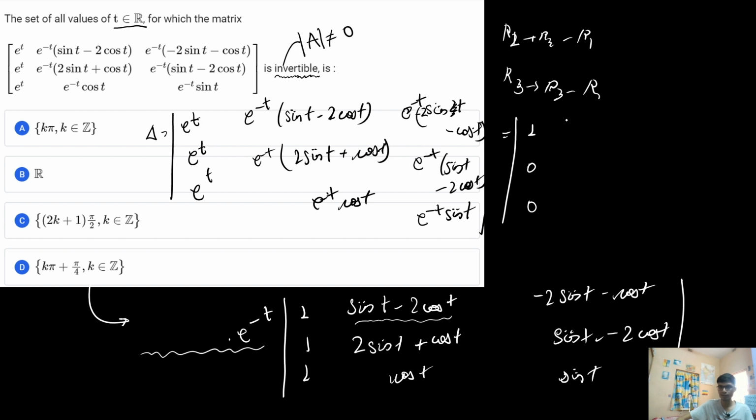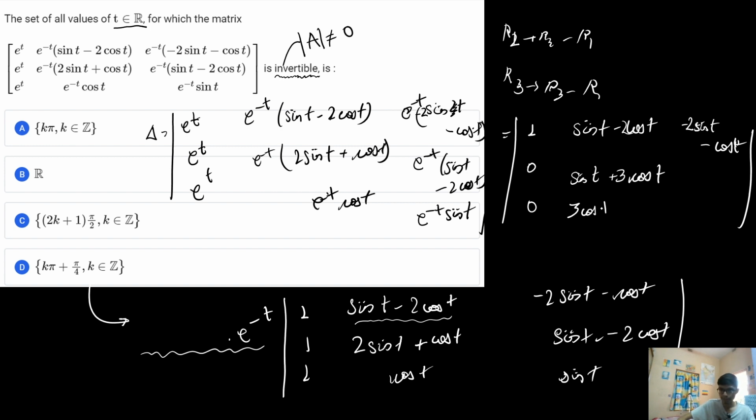Similarly, the first row will remain unchanged, it is sin t minus 2 times cos t, and this will be minus sin t minus 2 times sin t minus cos t, and this element will change, that is 2 sin t plus cos t minus 2 cos t minus sin t. If you compute this result, 2 sin t minus sin t is sin t, and cos t minus 2 times cos t will basically be plus 3 cos t. Similarly, if you subtract cos t from this particular relation, it will come out 3 cos t minus sin t.